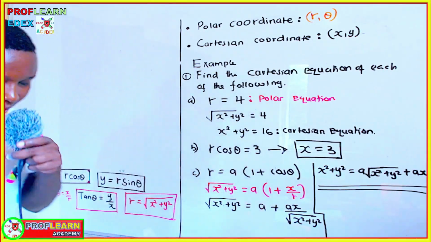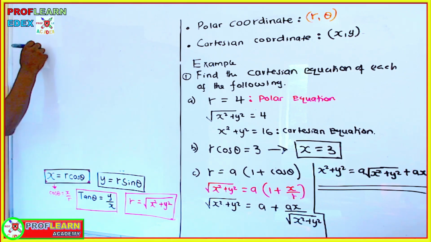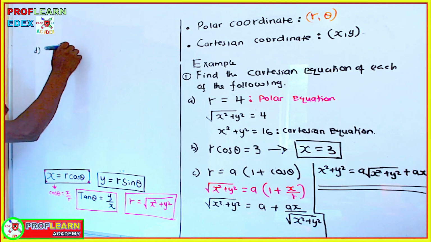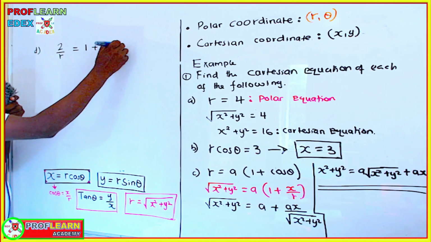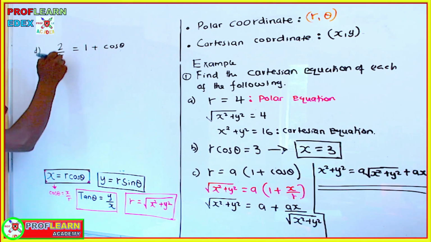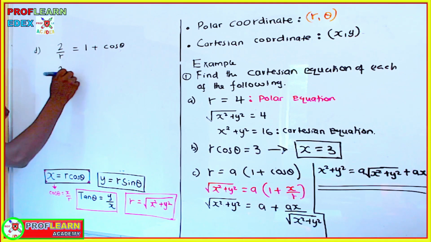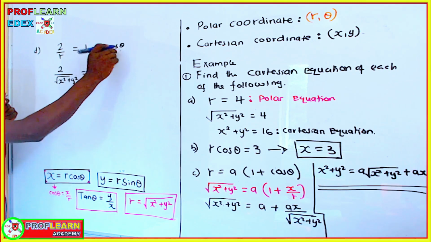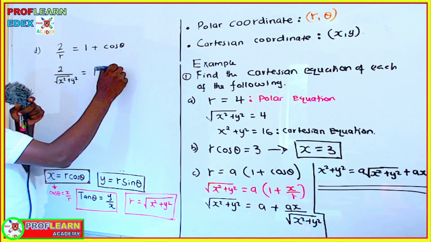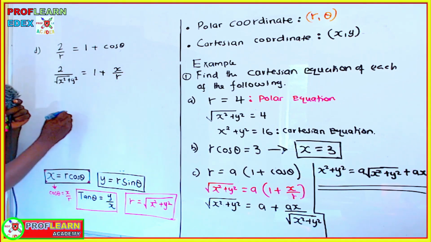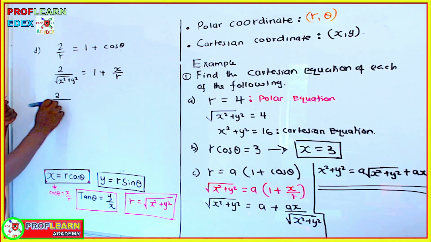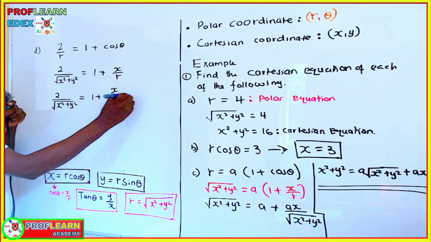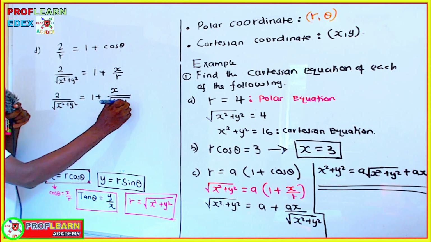All right, let's move to the next example, where we are given d, and d is given as 2 over r equals 1 plus cos theta. So we are going to say 2 over root x squared plus y squared equals 1 plus cos theta, which can be written as x over r. This means 2 over root x squared plus y squared equals 1 plus x over r, and our r is root x squared plus y squared.